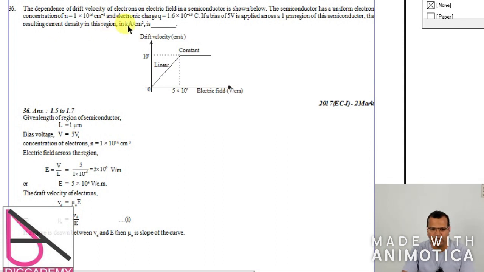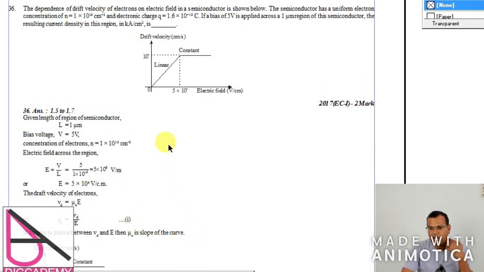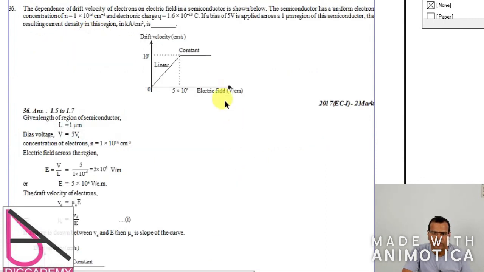To find the current density, first of all, when an electric field is applied, current density is what? Sigma into E. So if you see the relationship, this is what you have to find, sigma into E, and sigma into E is what? n q mu n into E. Here mu n is not given to you, and concentration is given. So to calculate mu, first of all, then electric field is given to you, that is in the form of the curve.